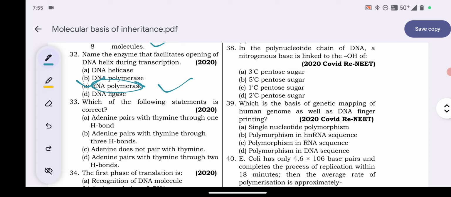Next question, question number 33. Which of the following statement is correct? Adenine pair with thymine through 1 H bond. Adenine pair with thymine through 3 H bond. Adenine does not pair with thymine. Adenine pair with thymine with 2 hydrogen bonds. So here option D is the correct answer. Adenine pair with thymine through 2 hydrogen bonds, and others are the wrong one.